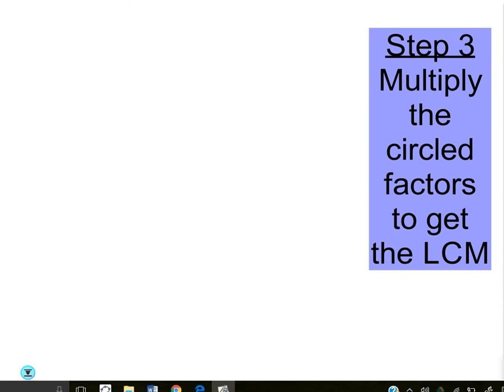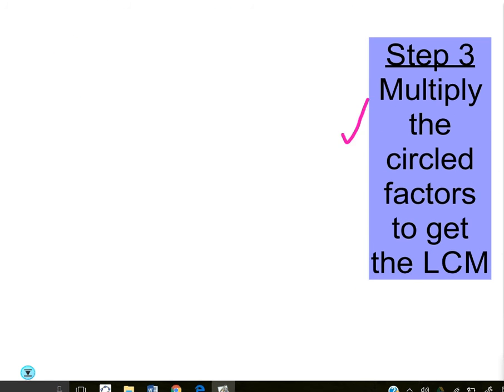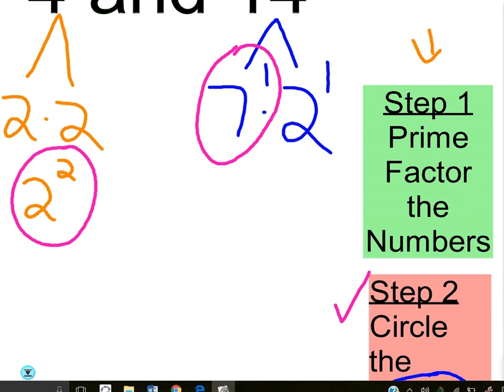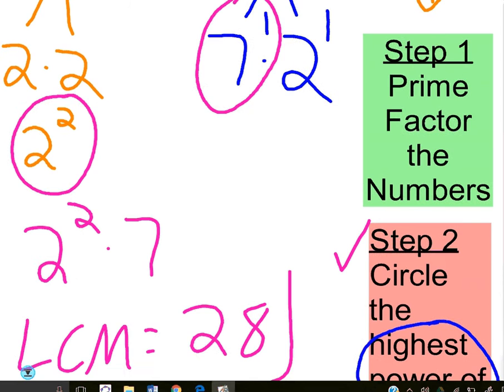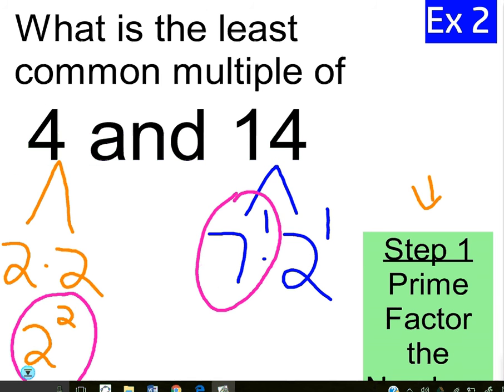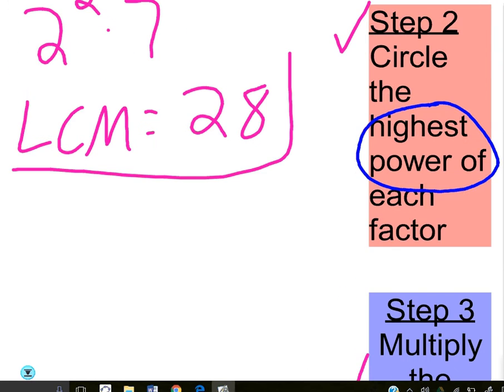Step 3, we're going to multiply the circled factors to get the LCM. So we're just going to take 2 squared and multiply by 7, and that will give us the LCM. So that's 4 times 7, right? Which is 28. So 28 is the smallest number that 4 and 14 go into. Again, we can check it. 4 goes into 28 7 times. 14 goes into 28 twice. And there is no smaller number that would work for both of them. So therefore, the answer is 28.